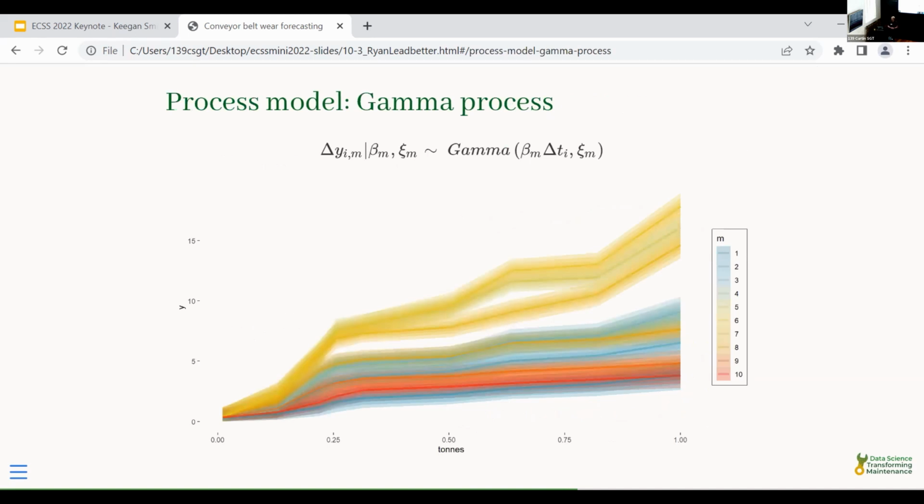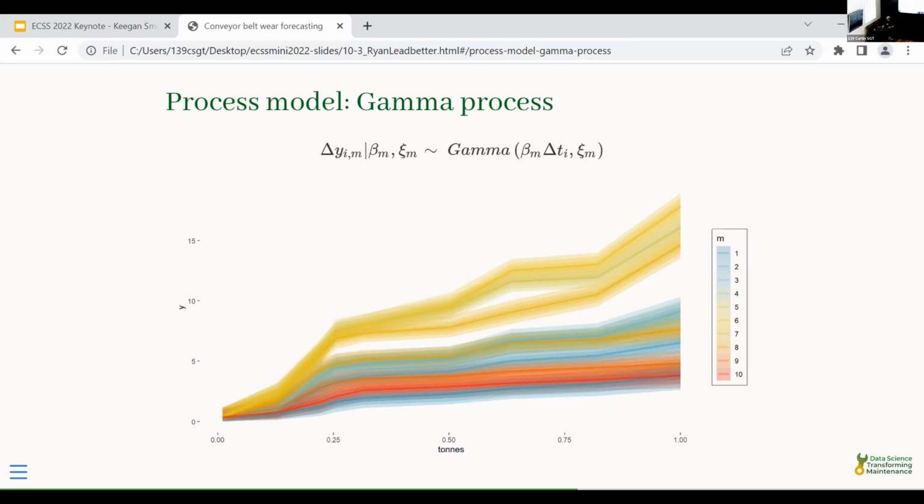So we use a gamma process to describe the evolution of the coefficients. And basically in a gamma process, we're saying that the increase of each of the coefficients from one time to the next comes from a gamma distribution, where the shape parameter of that distribution depends on the amount of tons of iron ore that go across the conveyor belt between this time and the next. And using a stochastic process like the gamma process means that we can model the heterogeneity in the wear rate that can arise from things like environmental conditions or variations in the ore body.